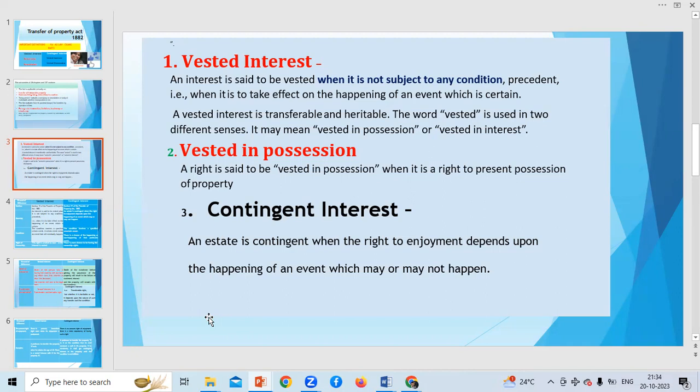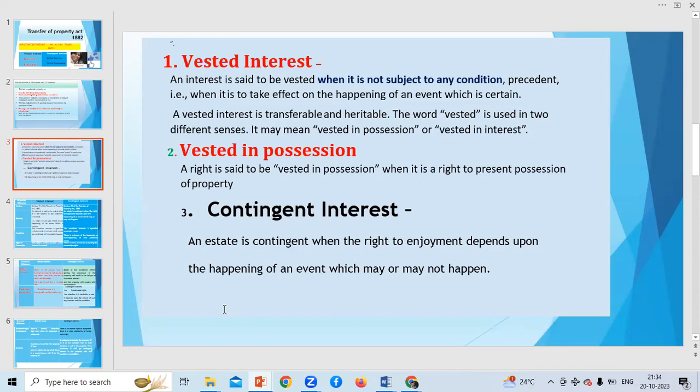And when we are saying this vested in possession and vested in interest, we should know what it is. So vested interest has two things in it. The word vested is used in two different senses as it is specified in this. So vested in possession, we'll just discuss. A right is said to be vested in possession when it is a right to present possession of property. And the second part, as we are saying, is contingent interest. An estate is contingent when the right to enjoyment depends upon the happening of an event which may or may not happen.